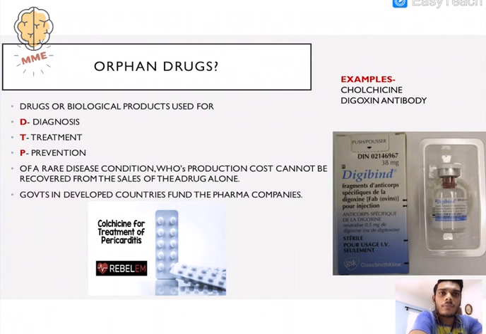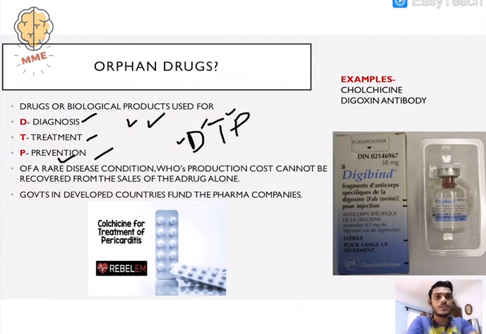Orphan drugs are drugs or biological products that are used for the diagnosis, treatment, and prevention. You can remember it with D, T, and P. Diagnosis, treatment, and prevention of rare disease conditions, and the drugs whose production cost cannot be recovered from the sales of the drug alone. Now, such drugs are called orphan drugs. And governments in developed countries fund the pharma companies for making such drugs. And so basically these are drugs that are devised, as the definition is saying, for the disease conditions which are not very common.